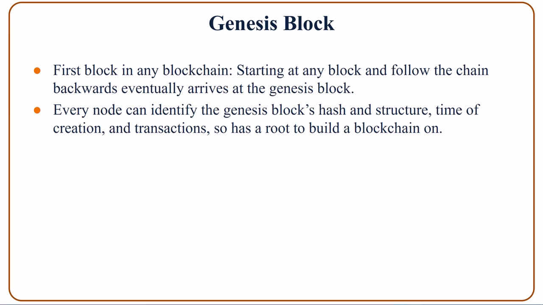A blockchain starts with the Genesis block. For any blockchain, we can start at any block and follow the chain backwards. Then eventually we can arrive at the Genesis block. Every node can identify the Genesis block's hash and structure, time of creation, and transactions, so has a root to build the blockchain on.